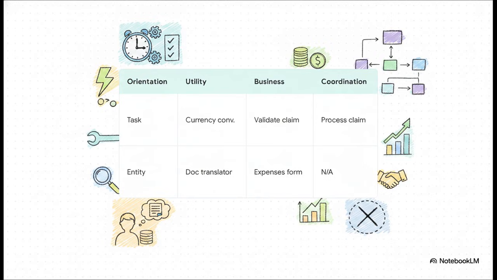Furthermore, Erl suggests that these services are divided by their orientation. If you look at this table, it maps Erl's three types, utility, business, and coordination, against two orientations, task-oriented and entity-oriented. Notice how utility and business services can be either task or entity-oriented, but coordination services are always task-oriented because they inherently manage active workflows.